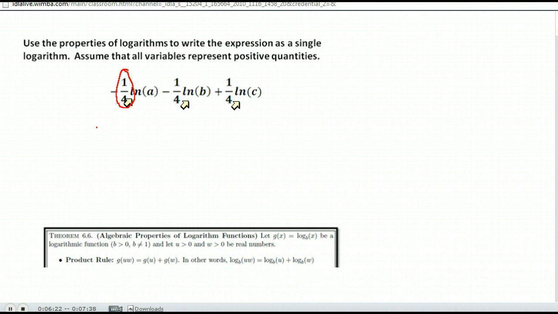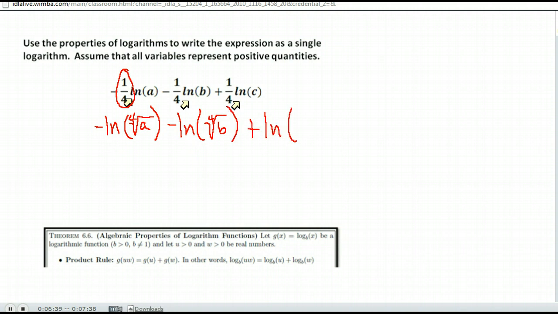Remember, 1/4 means fourth root. Okay, so I'm going to go ahead and just write it that way. So the natural log of the fourth root of a minus, b has the same situation, the natural log of the fourth root of b plus the natural log of the fourth root of c. Now that we've taken care of those numbers that were down in front, we want to rewrite this as a single natural log, or ln, using addition and division and multiplication.